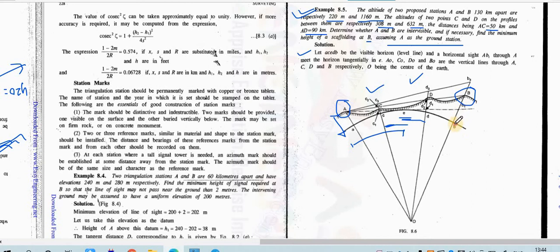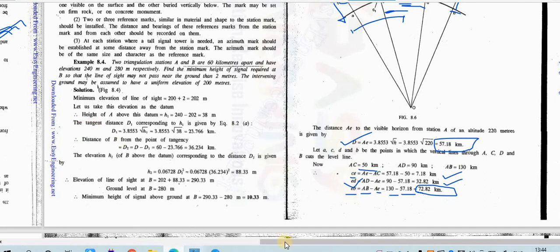Okay, based on this distance we will try to calculate this height. This height, from small d to d1, from small c to c1, can be calculated based on the distance by using your visible horizon formula.